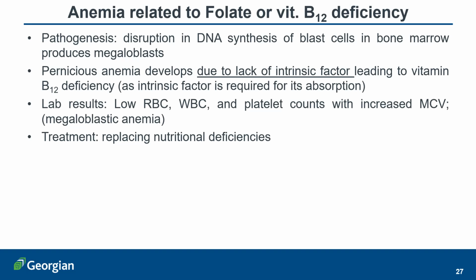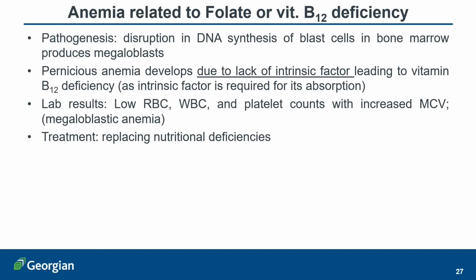I also want to mention pernicious anemia. Pernicious anemia is a specific form of anemia that develops due to a lack of intrinsic factor. Intrinsic factor is produced in the stomach, and it is required in order to absorb vitamin B12 from the diet in the GI tract. And when you have a lack of intrinsic factor, for example, because of an autoimmune destruction of the gastric mucosa, that leads to a vitamin B12 deficiency because you cannot absorb it, and that leads to this condition known as pernicious anemia.